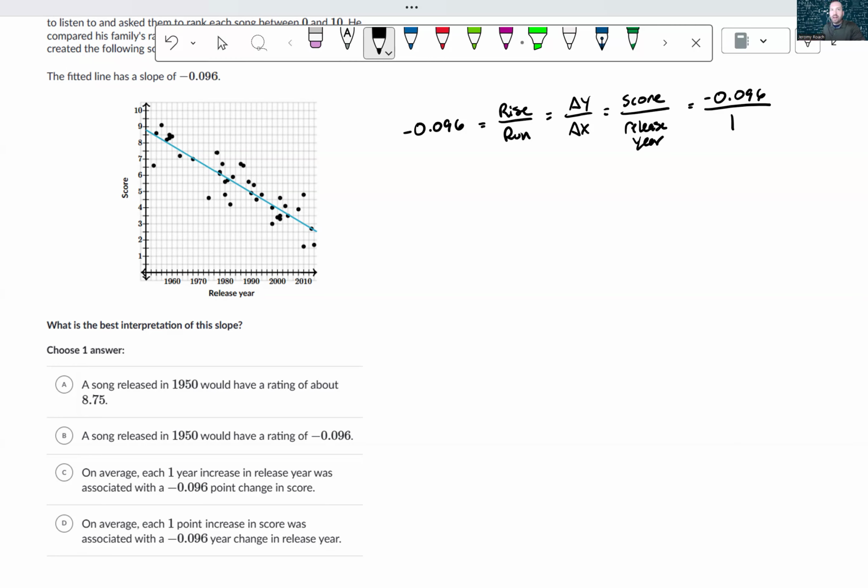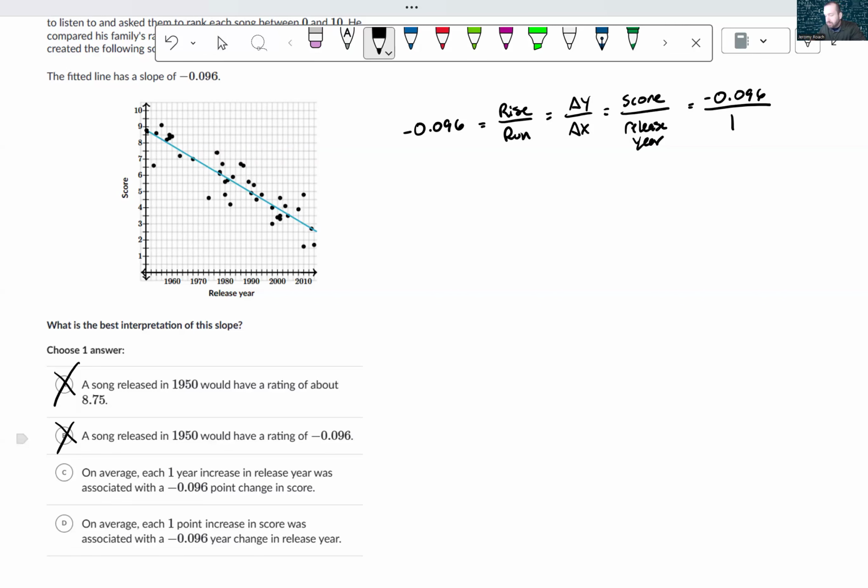So let's see if we can match these up with the answer explanations. So A says a song released in 1950 would have a rating of about 8.75. We'll find 1950 on here. It looks like right here. That looks to be like a true statement, but it doesn't have anything to do with the slope. So we're going to cross out A. For B, it says a song released in 1950 would have a rating of negative 0.096. That's not true at all. That has nothing to do with the song's rating.